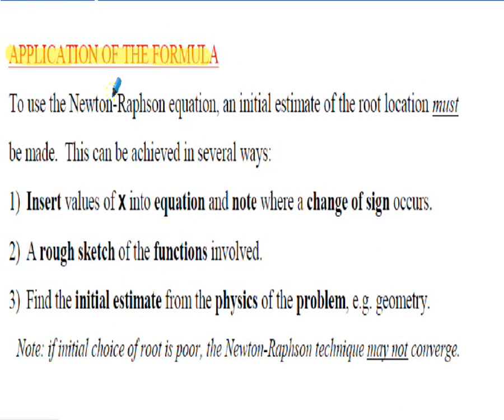Application of the formula. To use the Newton-Raphson equation, an initial estimate of the root location must be made. This is a numerical method, so we must have some initial indication of where the root lies. This can be achieved in several ways. We could insert values of x into the equation and look for where a change of sign occurs. We can use a rough sketch of the functions involved to indicate where the roots occur. Or we may be able to find the initial estimate from the physics of the problem, for example, the geometry.